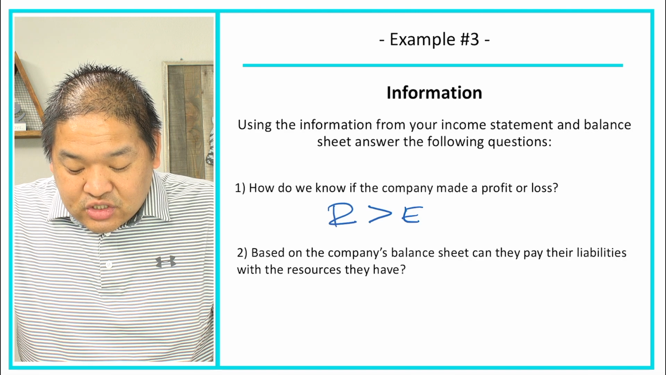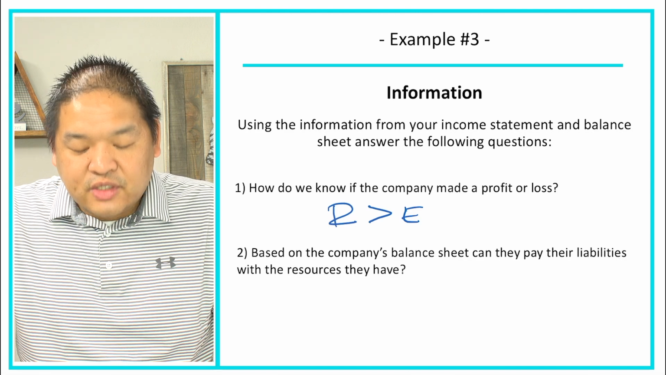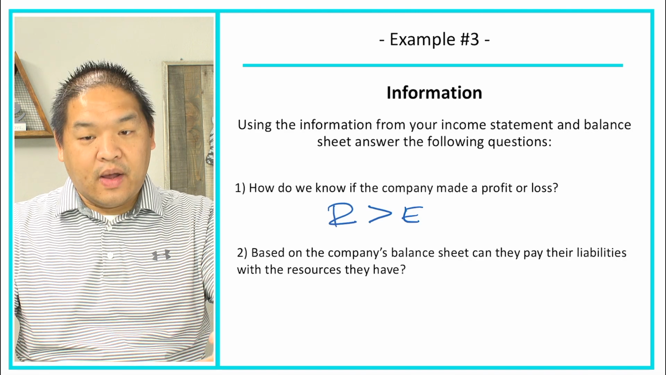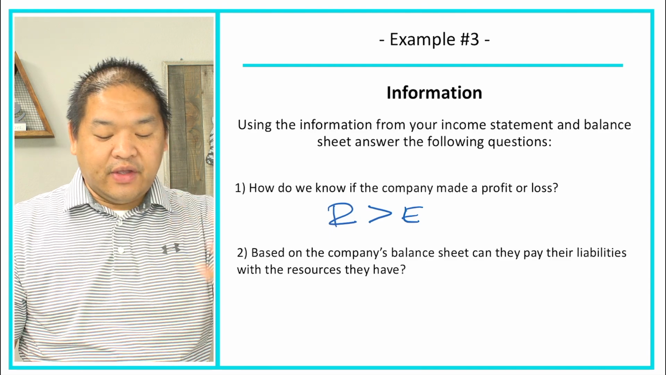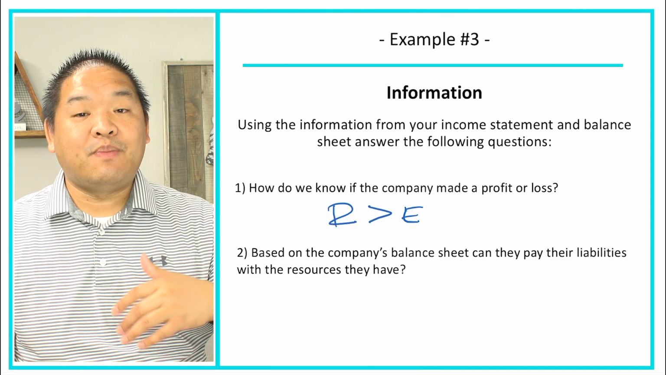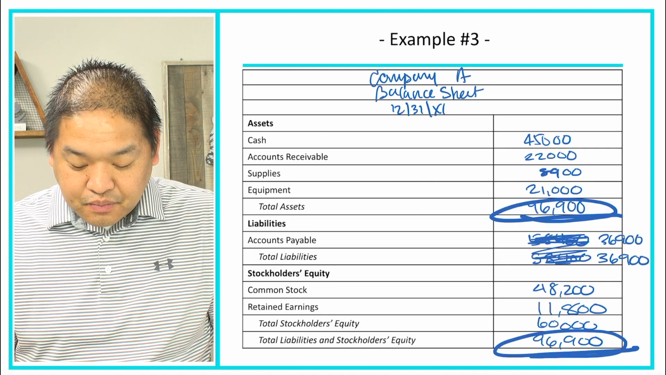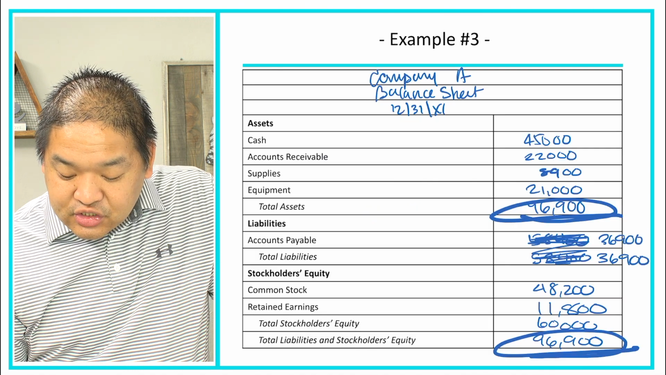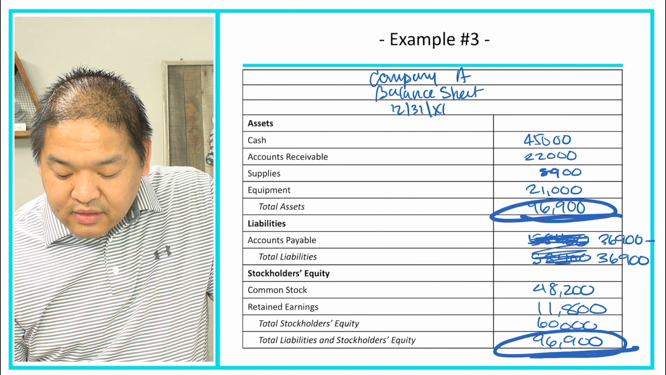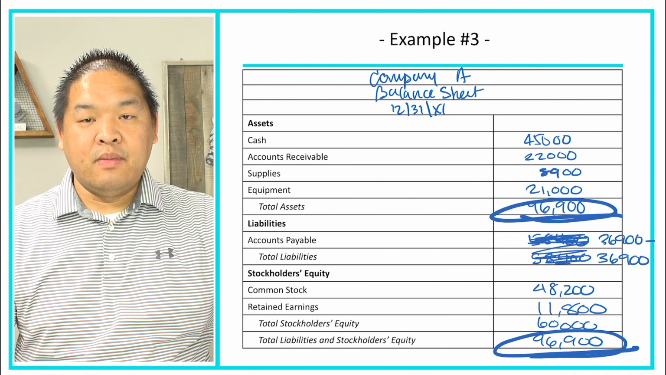Based on the company's balance sheet, can they pay their liabilities with the resources they have? So this one's a tricky one. What this is saying is, if we look at their liability, are they able to pay it with the resources that they have? So let's look back here. Their liability is $36,900. Can they pay their liability?